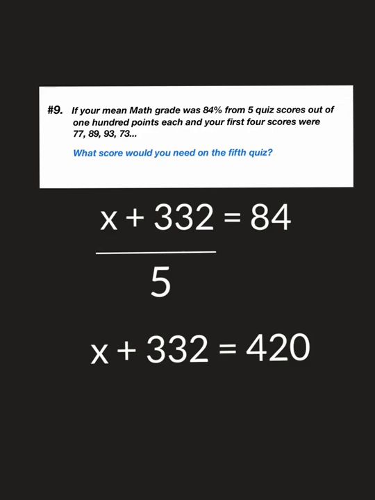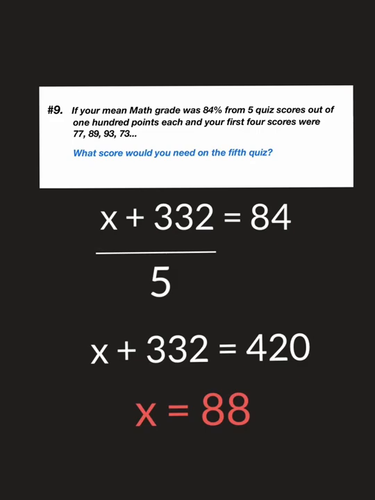The first step of this equation, simply put, is to do the opposite of dividing by 5, which is multiplying by 5. So the second part of my equation, you get x plus 332 on the left, and 84 times 5 gives you 420 on the right. And now, finally, all we got to do is take 420 and subtract 332 from it, and we get 88.